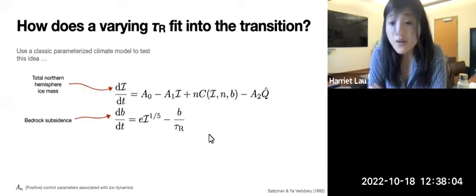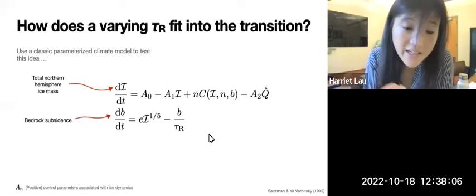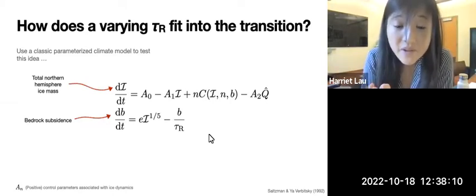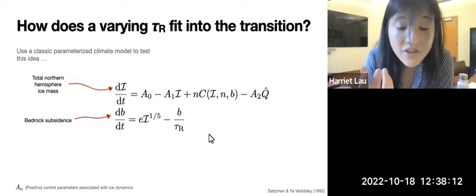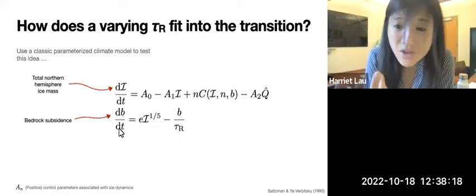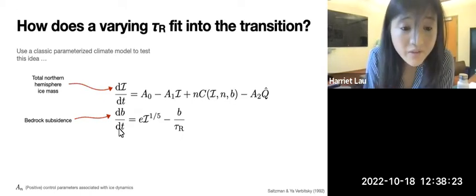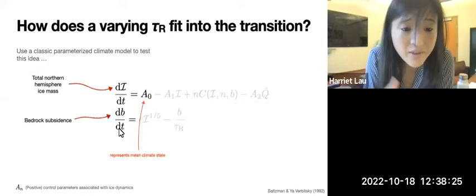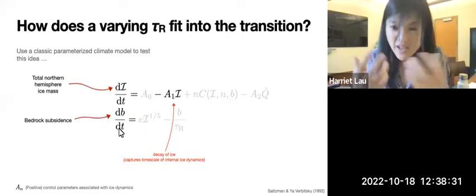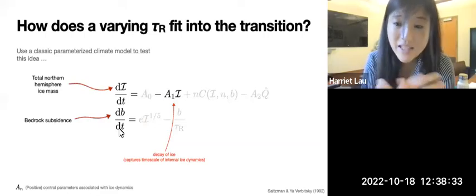And so here are those coupled equations. This is actually in a later paper that focused on bedrock subsidence. And these basically describe perturbations in the rate of ice mass change and bedrock subsidence B. And so just to give you some intuition, I'll walk through these terms briefly. So this first term basically represents some mean climate state. The second term captures kind of internal ice deformation dynamics.